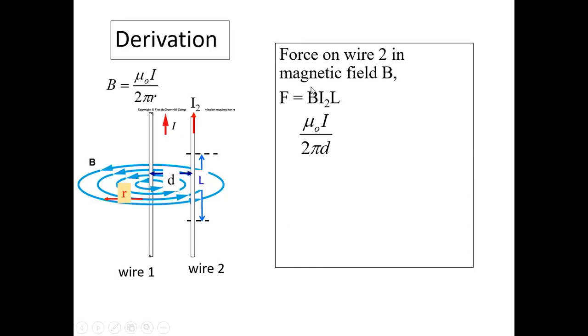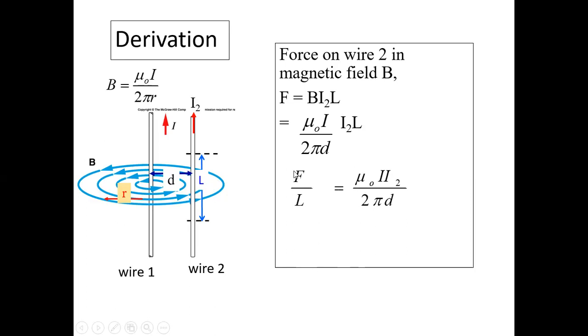Now we can replace B with that equation there. And I2 is this conductor. You look at this conductor in the field. That's the field B times your length. That is the length. Okay, so that's our equation.